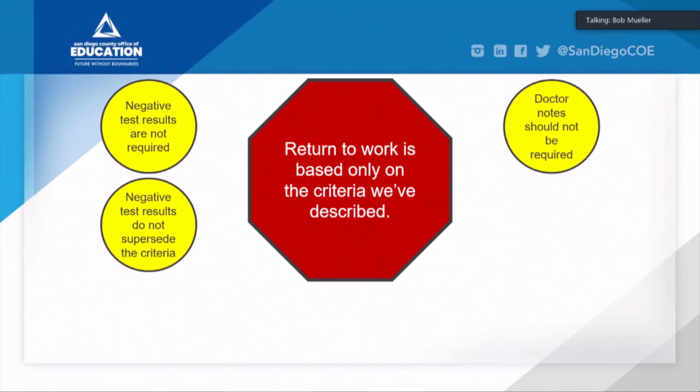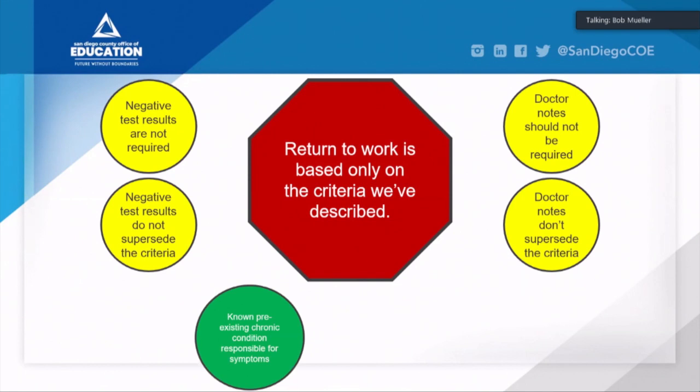Doctor's notes should not be required for return to work. Doctors are going to have a hard time keeping up with everything, and really the criteria that we've gone over with you have been established by the CDC and California Department of Public Health for return. There is no reason to require a doctor's note for return to work. Doctor's notes also don't supersede the criteria that we've covered with you. A doctor cannot say, this person doesn't have COVID-19, I'm confident of that, let them back in. The criteria are the criteria.